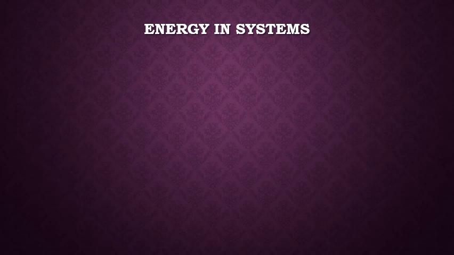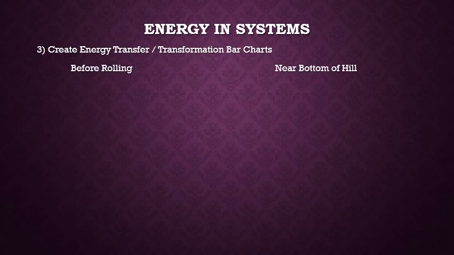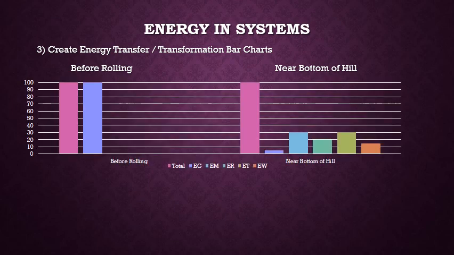So the last step in my analysis is going to be to make some energy transformation bar charts that show more quantitatively, or more mathematically, where that energy came from and where it's going. So again, I'm going to divide this into two parts: before rolling, and then also a time later on near the bottom of the hill. And I'm going to make a bar chart that shows all the energy present in the system and roughly, in my guess, how much there is of each type.